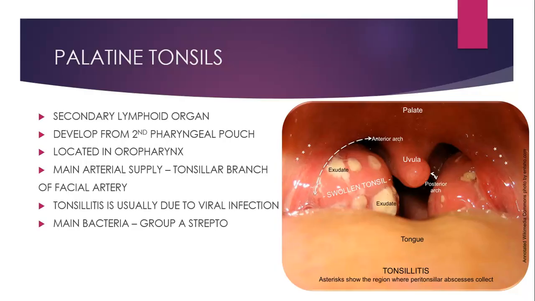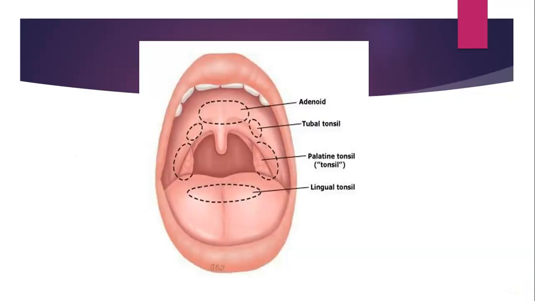The usual tonsillitis that happens is due to inflammation of the palatine tonsils. What are the other tonsils that you need to remember? That's basically your nasopharyngeal tonsil, that is your adenoids, tubal tonsils, palatine tonsils, and lingual tonsils, all making a ring-like structure that is known as Waldeyer's ring.